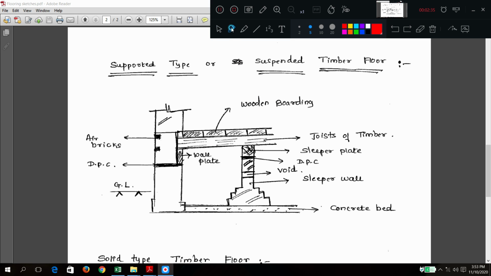What we see here is a flooring, no? This is the pure floor. What we are seeing, floor, but it is not in contact with the ground. So ground level is here, floor level is here. So there is no contact. That is why we are calling it suspended type. So what are the different parts you can see here?